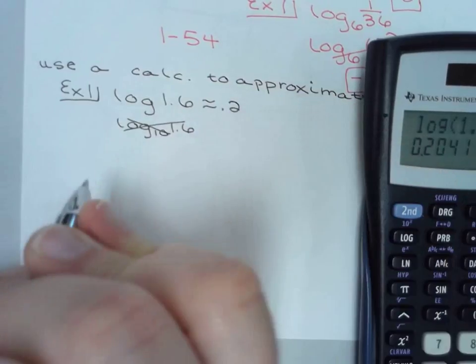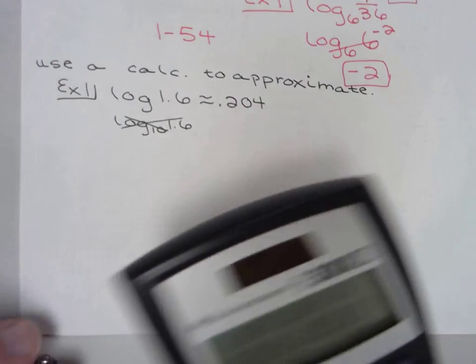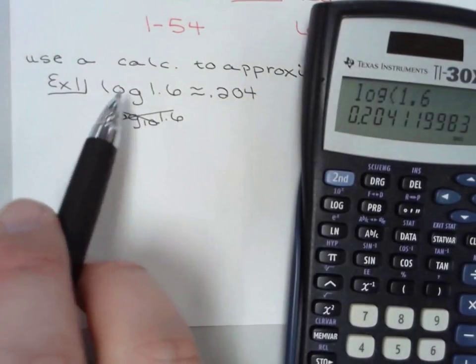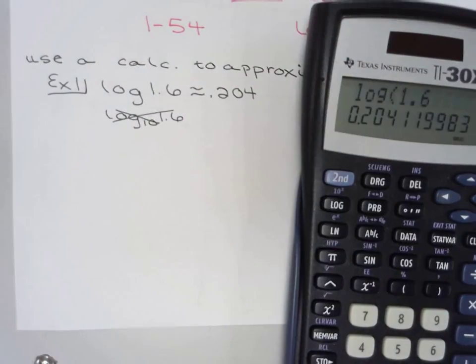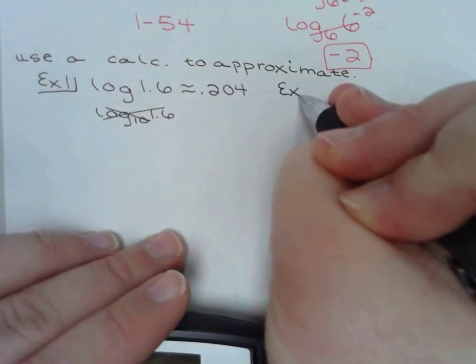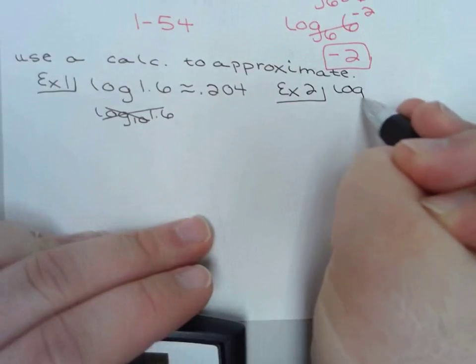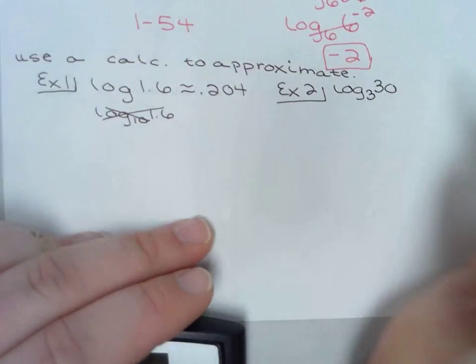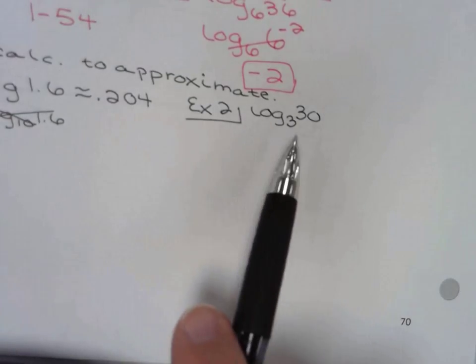And we're going to use squiggly lines because it is an approximation. So if it's log base 10, which means there's no number down here, you can just plug it in your calculator. Now, to evaluate ones that are not log base 10, if I have something like this, what is that base? 3. So this is log base 3 of 30.